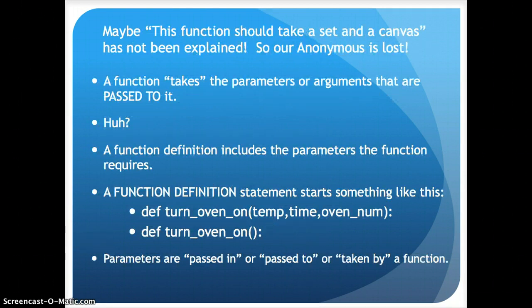Okay, moving on. Now maybe Anonymous had some difficulty understanding those directions because perhaps this part, the function should take a set and a canvas, hasn't actually been explained to us. And so maybe that's why Anonymous is lost. So let me explain. A function takes the parameters or arguments that are passed to it. Well, a function definition includes the parameters that the function requires, and a function definition statement starts out something like define turn oven on with the parameters that are required, temp, time, and oven num, or it could have define turn oven on with no parameters required.